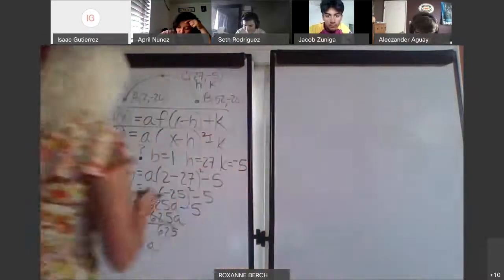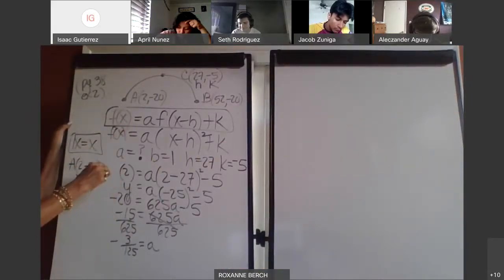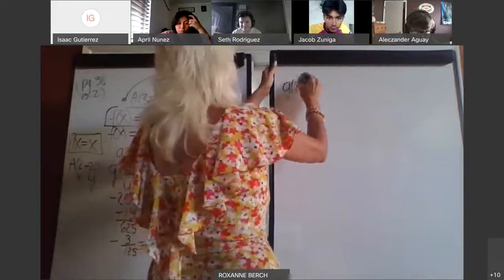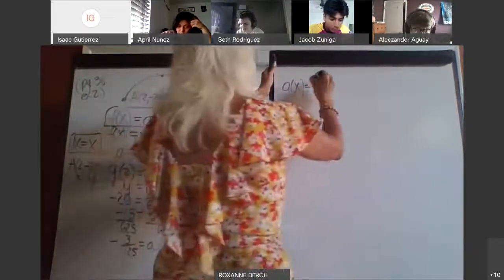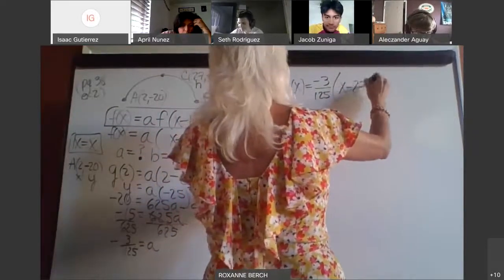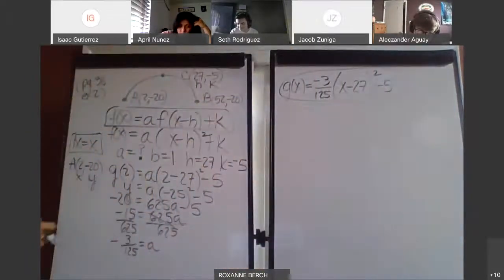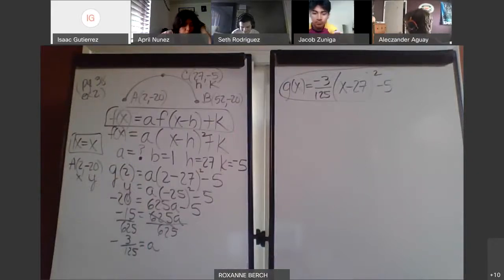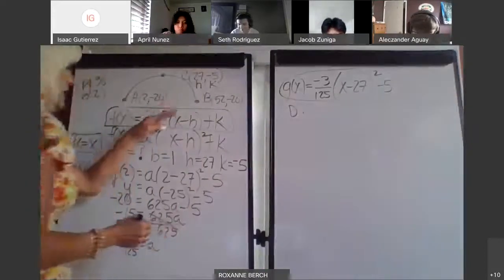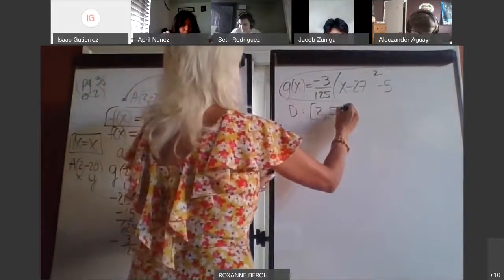So your new function then, and by the way, I want to call this g of x, because usually I call the form or the parent f. I like to call the new function g. All right, so g of x is equal to a times the quantity x minus 27 minus 5, and that's squared because it's a quadratic. So that's the function that models this problem, and the domain is starting on the far left at 2 and going up to 52.